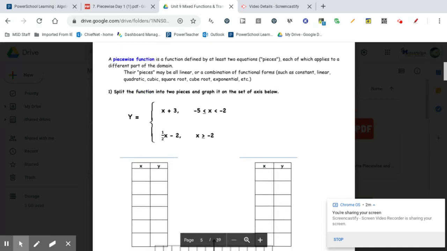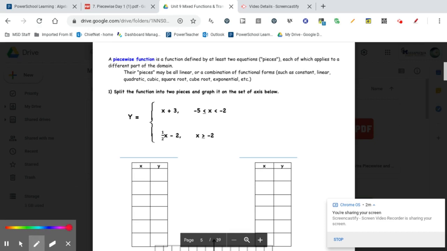So it says, a piecewise function is a function defined by at least 2 equations or pieces, each of which applies to a different part of the domain. The pieces may all be linear or a combination of functional forms like constant, linear, quadratic, cubic, square root, cube root, exponential, and so on. So it says split the function into 2 pieces and graph it on the set of axes below. It looks a lot more confusing than it is.